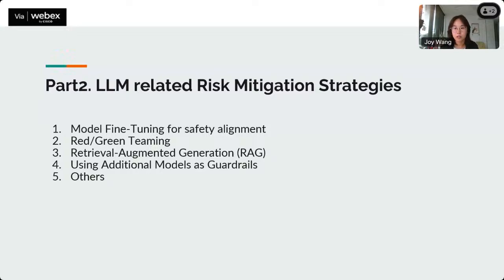Okay, everyone. Now let's come back to part two, large language model related risk mitigation strategy. In the first part, we introduced multiple different risks and potential malicious behaviors toward large language model services. Now let's dive into how we can develop different strategies to mitigate these risks.